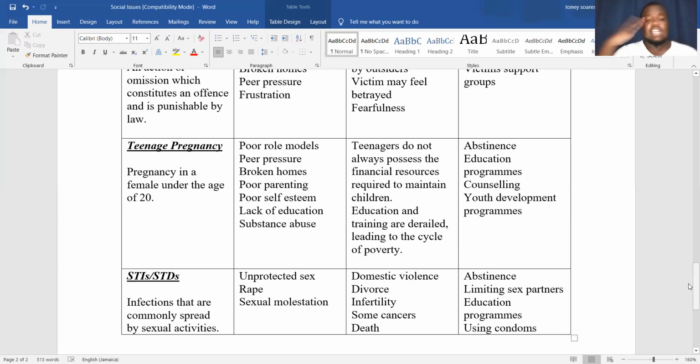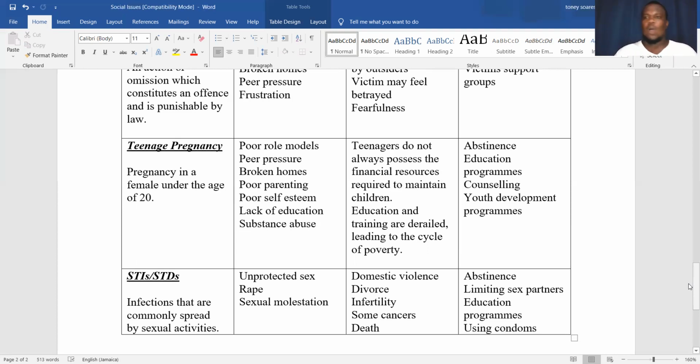There's also education and training are derailed, leading to the cycle of poverty, because many of these girls, they drop out of school, and some of them, they never go back. So they just continue the cycle. And when that child grows up, if the child is a female, then sometimes the child gets pregnant at the same age, and then the cycle just continues and continues and continues, right?